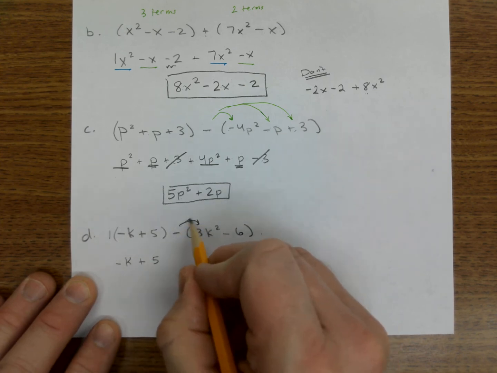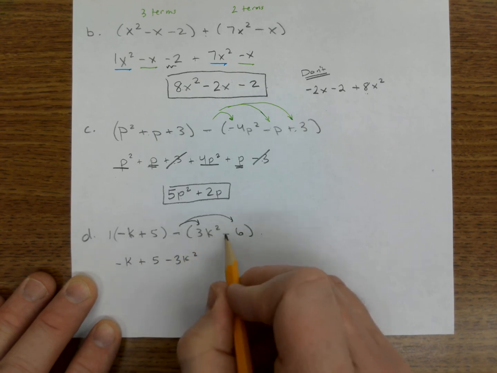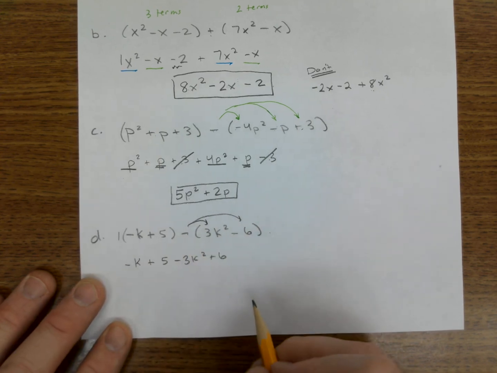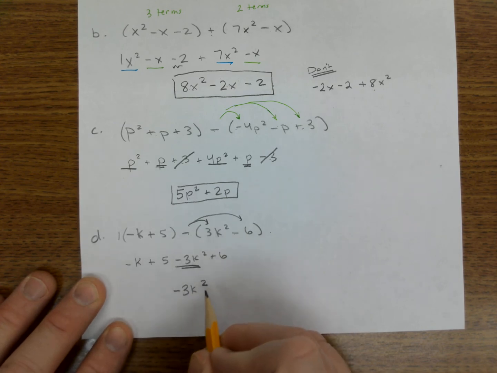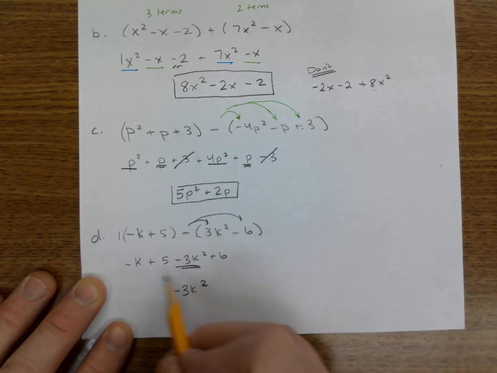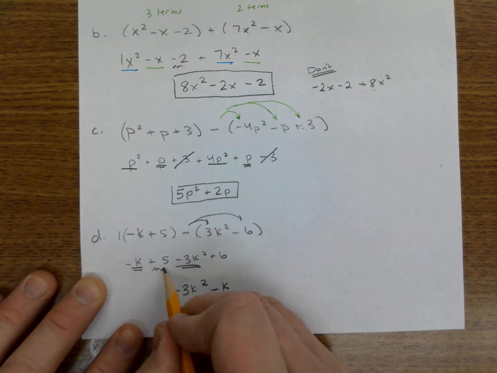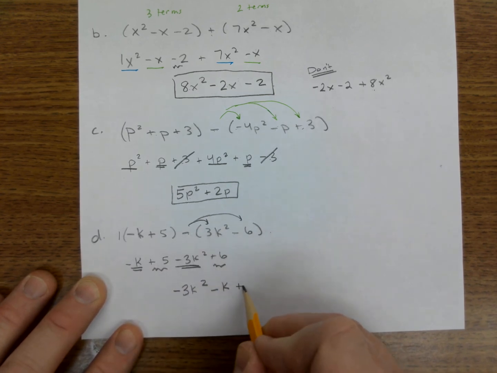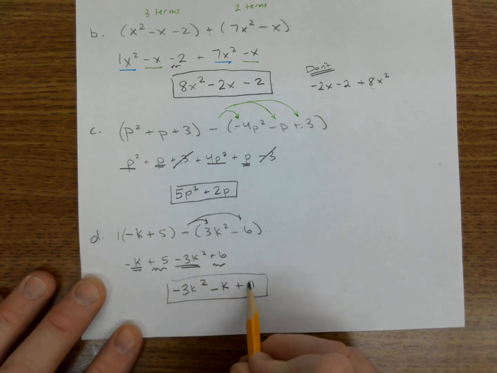Now I'm minus this, and watch, minus and minus is plus. All right, what's my highest exponent? Right there, negative 3k squared. And then now let's just go to k's. Well, that's just this one, minus k. And now numbers, this one and this one, plus 11. 1, 2, 3 terms: k squared, k to the 1, k to the 0.